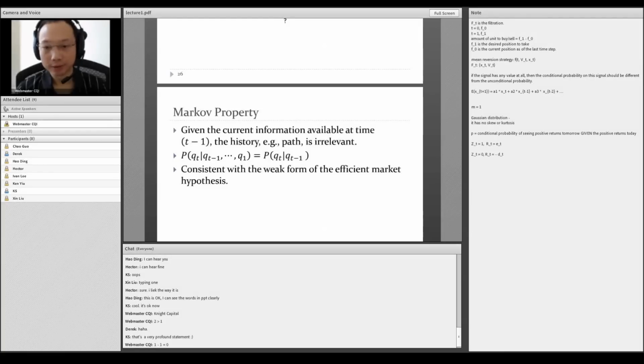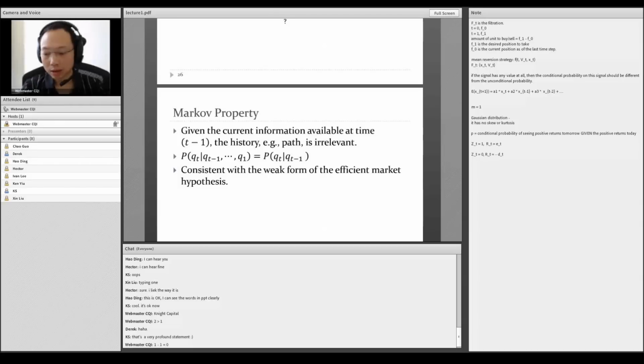The mathematical way of saying this is: the probability of Q_T, given all the history, Q_(T-1) up to Q_1, you can simplify to just conditional upon Q_(T-1) and forget about the history. Basically, it's saying the history provides you with no valuable information. If I know what happened today, the current state, I can forget about all the history, the path, and how I got to this particular state.